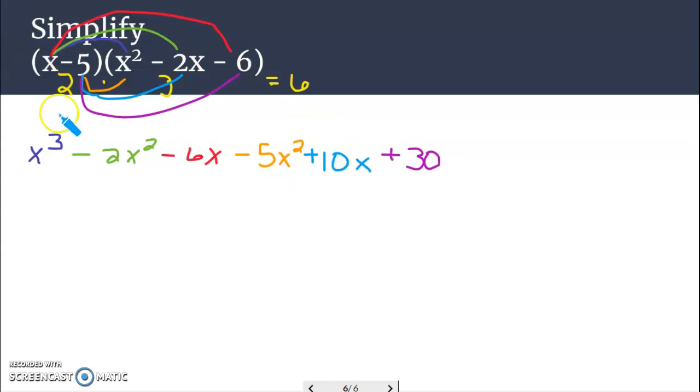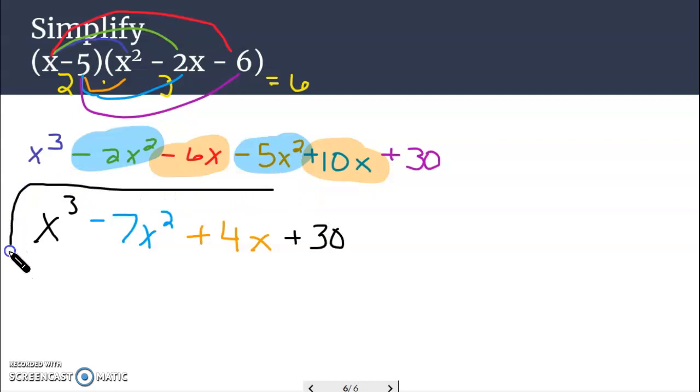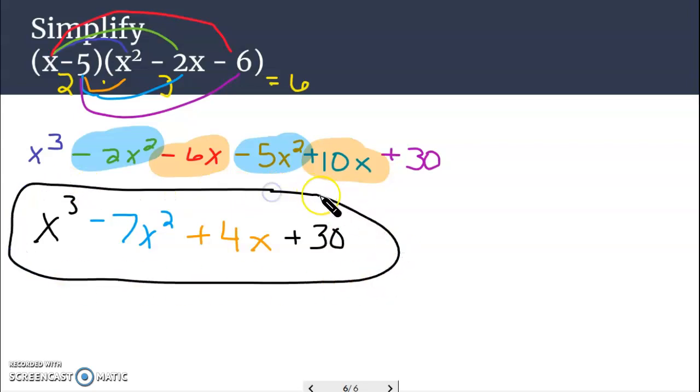But now we're going to look for terms that can combine together. Notice the negative 2x squared and the negative 5x squared. Those can combine to make negative 7x squared. Please note the negative 6x and the positive 10x. Those are like terms. They can combine to make positive 4x. We still have x to the 3rd, nothing happens there. We still have the 30, nothing happens there. Final answer, x to the 3rd minus 7x squared plus 4x plus 30. 4-term polynomial of degree 3, cubic.